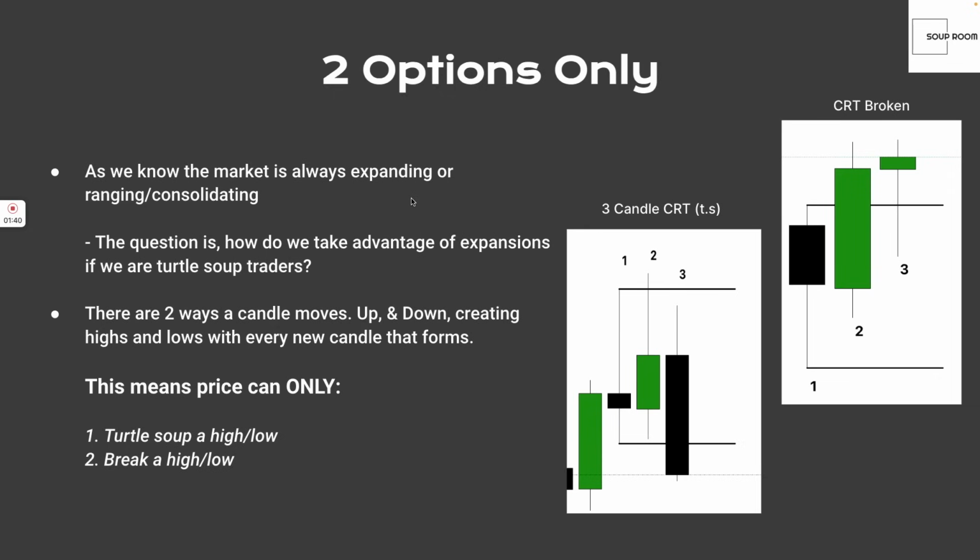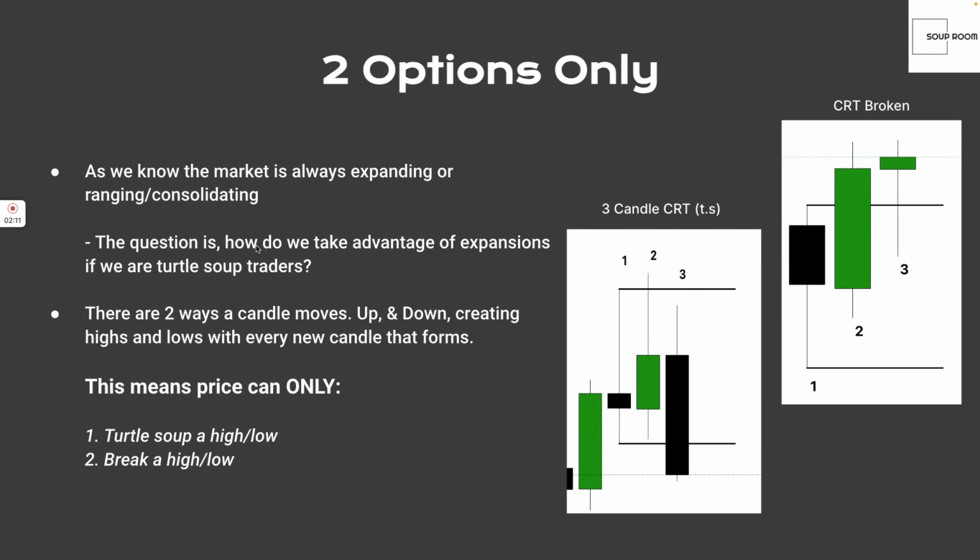I just want to make something clear from the start. Trading a breakout of a CRT range is less high probability than the 3 candle CRT, right? If you only trade Turtle Soups, you will have a much better success rate than if you try to implement breakouts or expansions.